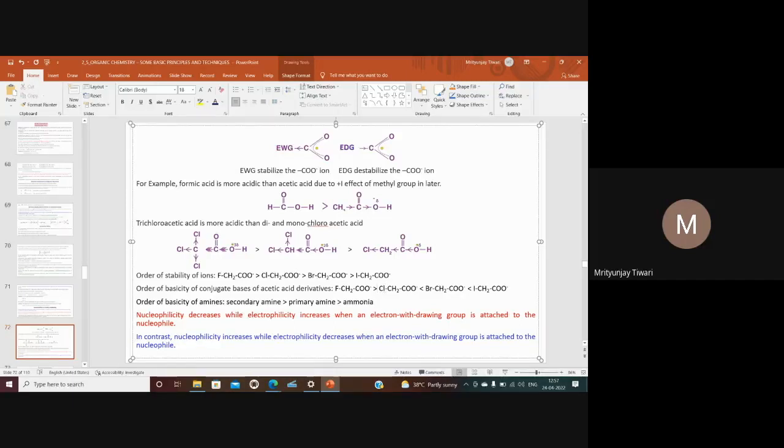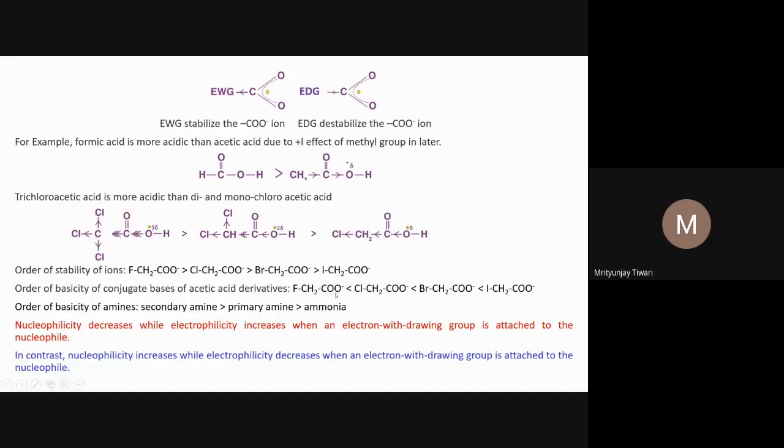Because the electron density is least in this case. The electron density at this oxygen will be least in this case because of the higher electronegativity of this. So the order of basicity will follow this step. This will be more basic than this one, then this one, then this one. But this one will be least stable and this one will be the most stable.